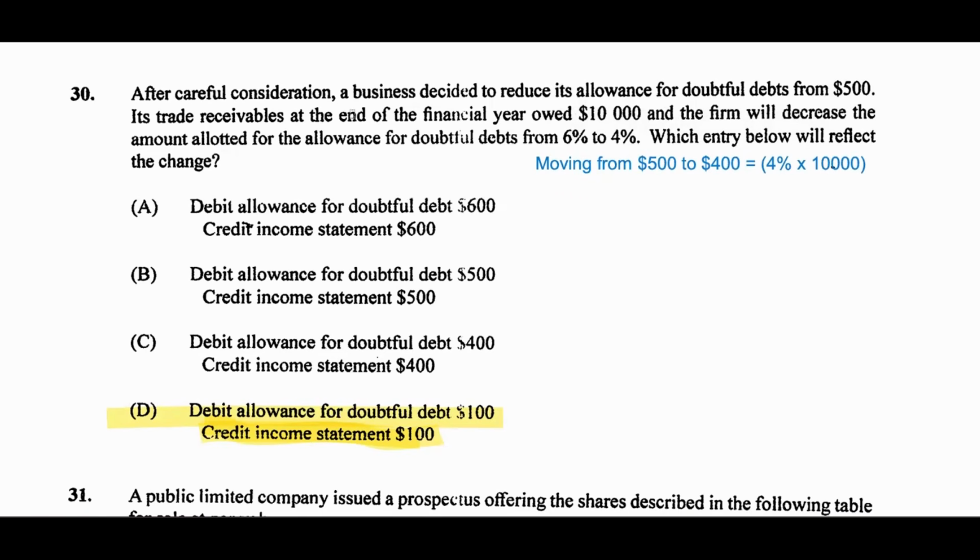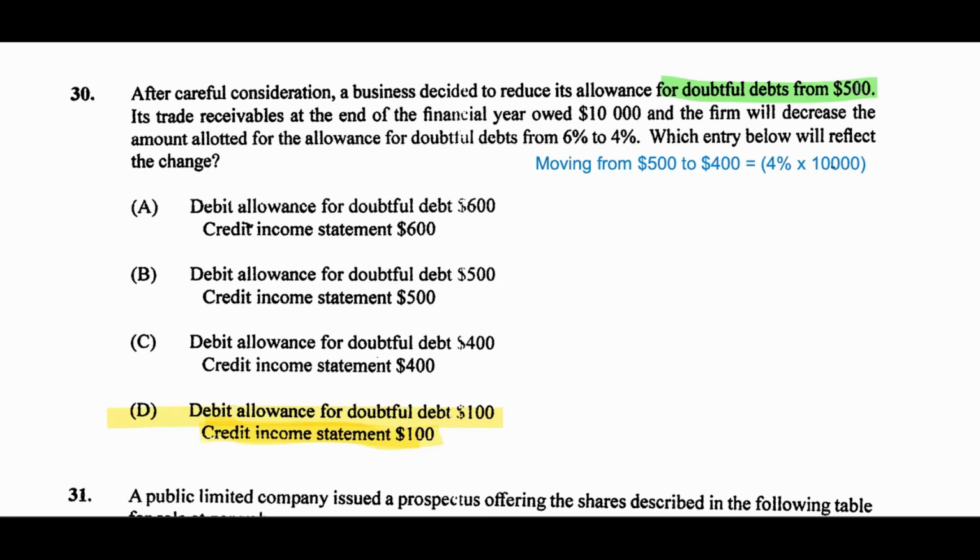After careful consideration, a business decided to reduce its allowance for doubtful debts from 500. So currently, the allowance is $500. Good. Its trade receivables at the end of the financial year owed is 10,000, and the firm will decrease the amount allotted for the allowance of doubtful debts from 6% to 4%. Which entry below will reflect the change? Right, guys? So first of all, if you are reducing your doubtful debt figure, you should debit the provision for doubtful debts account and credit your income statement.